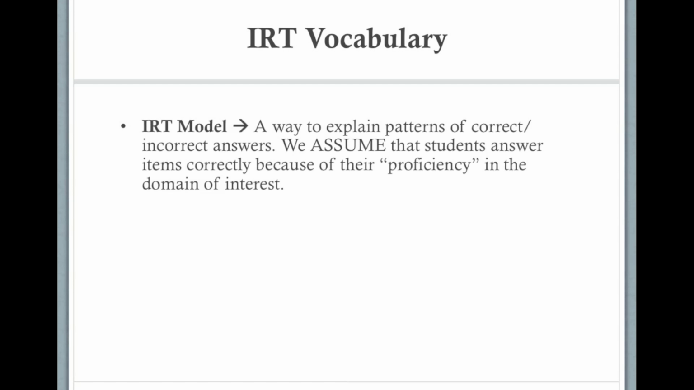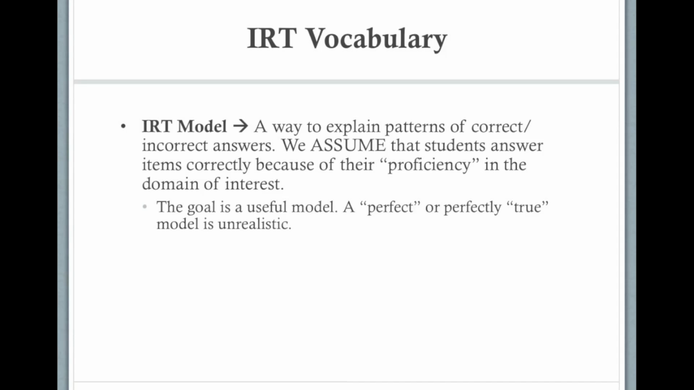The next word is IRT model, and we build a model using item response theory to explain patterns of correct and incorrect answers. We assume that students answer items correctly because of their proficiency in the domain of interest. More specifically, we're assuming that the only reason that students answer items correctly is because of their proficiency in the domain of interest. We know that in reality, the phenomena that explain why every single student responded the way they did to every single item is more complicated than our model.